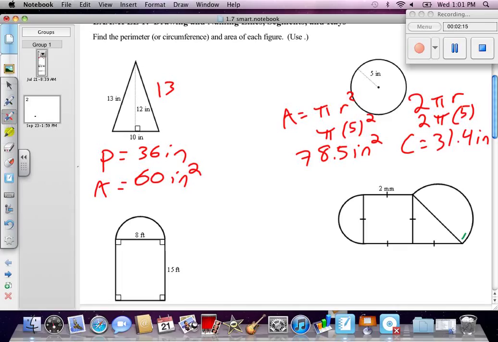Question so far? Is that side the perimeter? Yes, circumference is the same thing as perimeter. But we don't talk about the circumference of a rectangle. It's only circles.